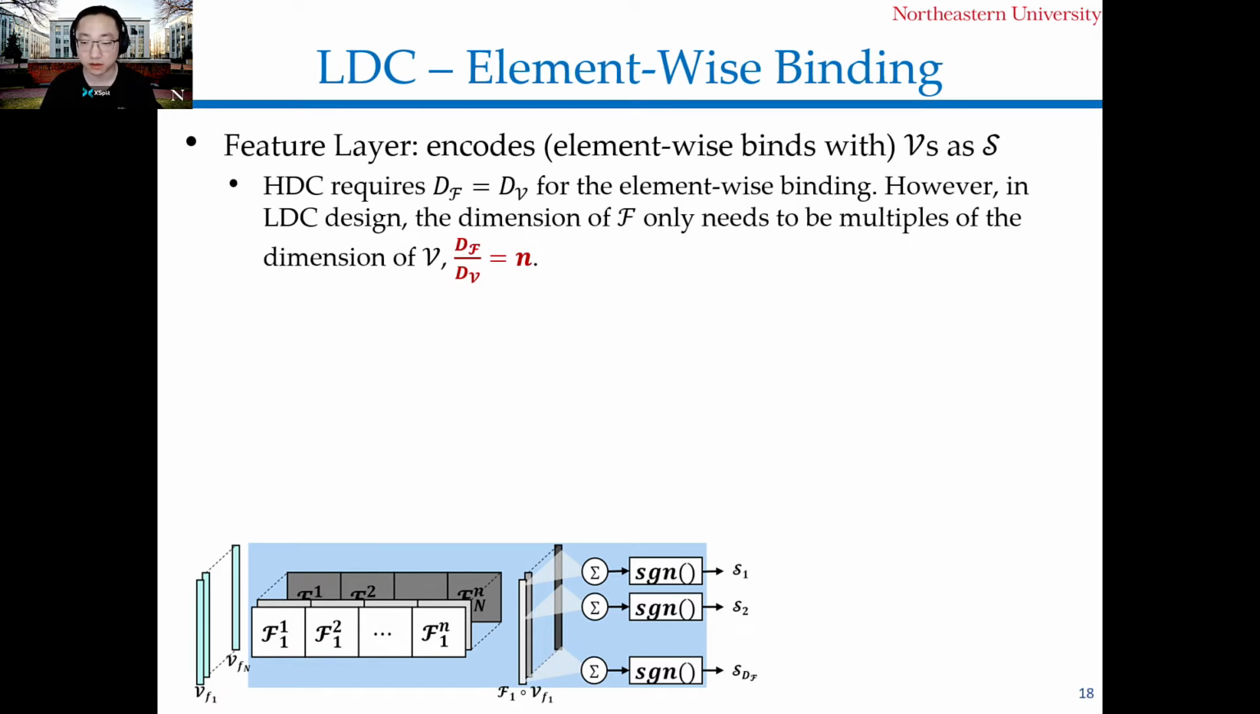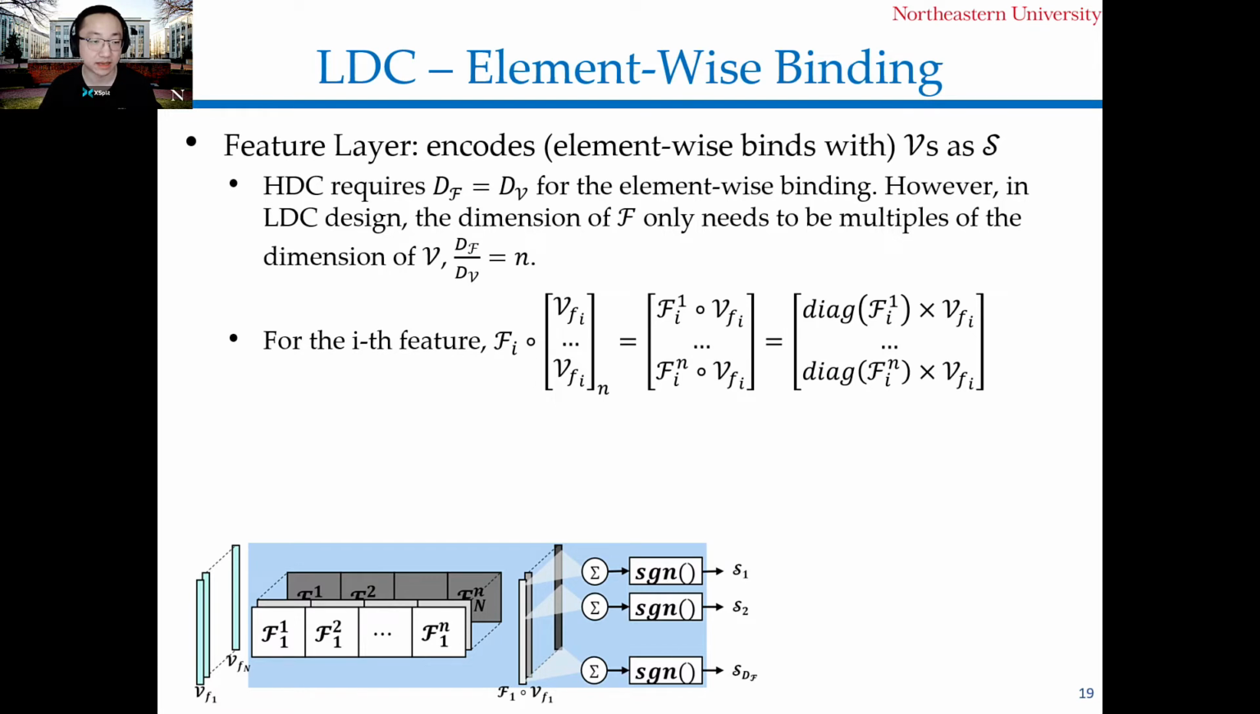So the normal HDC work requires the dimensions of value and feature hypervectors to be equal, but our LDC design only requires one to be a multiple of the other one. That's to say, the value vector can be duplicated n times when doing the encoding with the feature hypervectors to align the dimension.